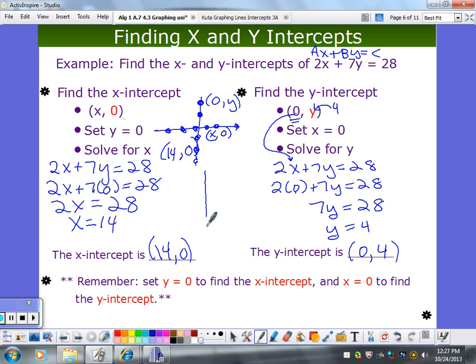And really, what are we going to do with these values? Well, I'm going to plot 14, 0, probably up here. And then I'm going to plot 0, 4. Can I make a line? Yep. And I can plot fairly easily once I find these. Because this way is easier than the other way.